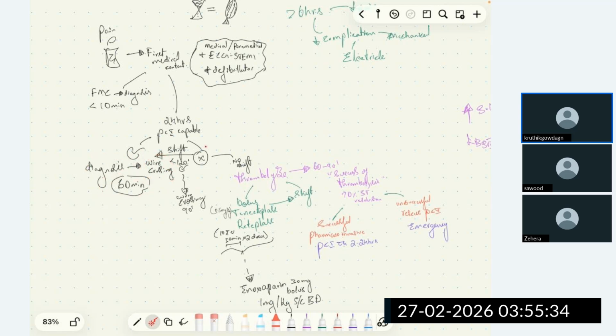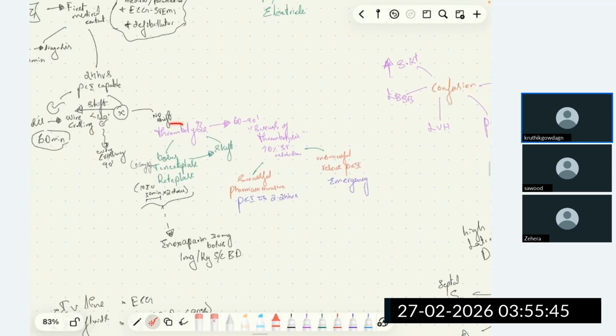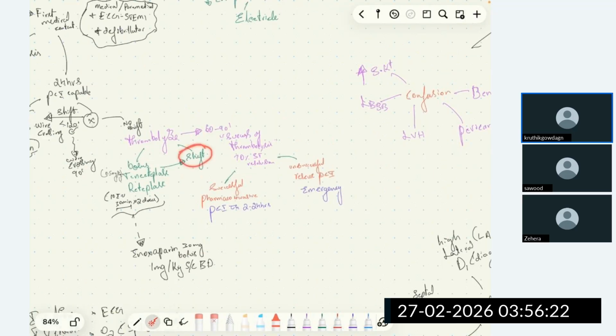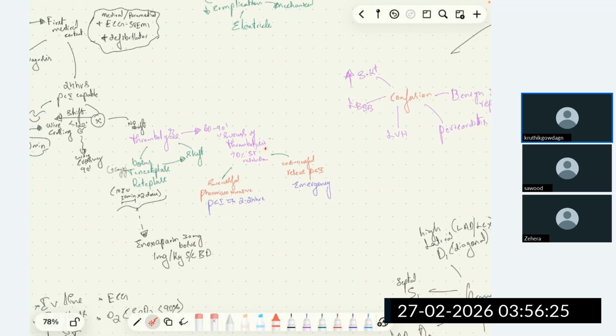So if it's not possible to shift the patient to a PCI capable center within 120 minutes after the diagnosis, we should thrombolize the patient. How to thrombolize the patient? We can give bolus tenecteplase and reteplase. Tenecteplase 0.5 mg per kg, 10 international units, 30 minutes apart, 2 doses. And then we can give enoxaparin 30 mg bolus, 1 mg per kg subcutaneous BD. After that, we'll shift the patient within 60 to 90 minutes.